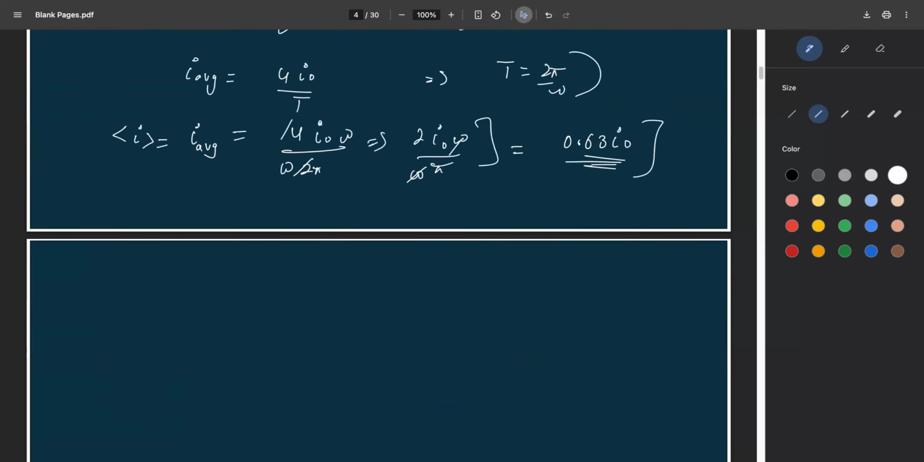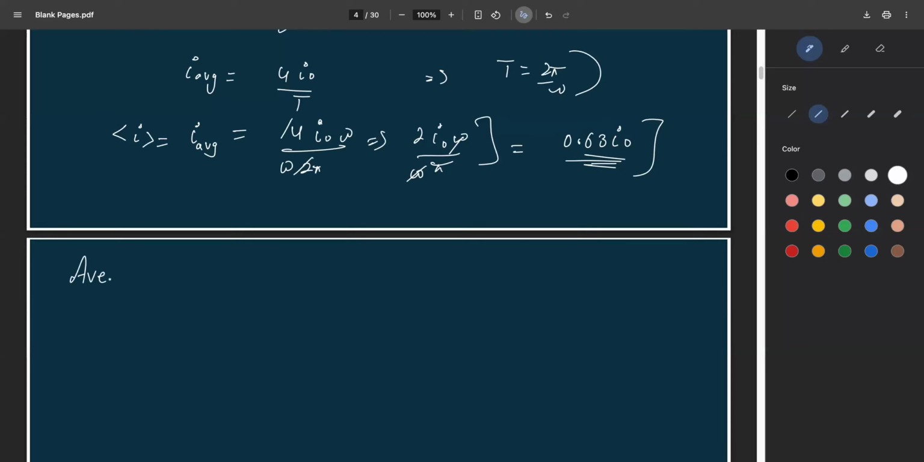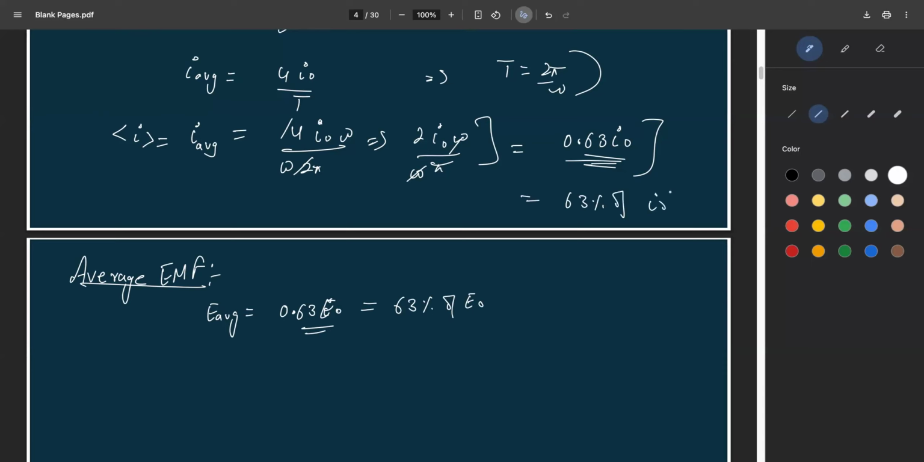Okay, look, the same way if I try to calculate the average EMF, wait, my mic is on mute. EMF. So again, I'm going to get the same idea. Just going the same way, you are supposed to get 0.63 times of I naught, or E naught. That can be rewritten as 63% of E, and this can be rewritten as 63 percent of I. That's a big deal. So just let me know if you have any doubt in this case. We have just calculated the average.